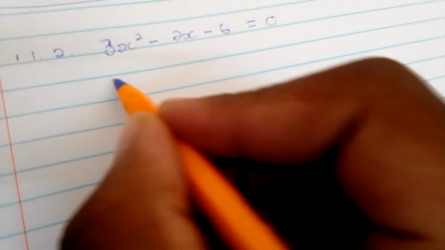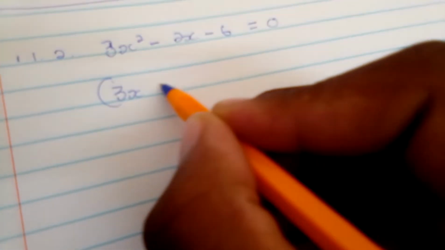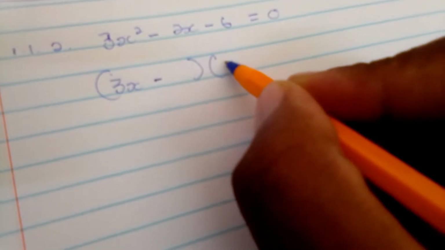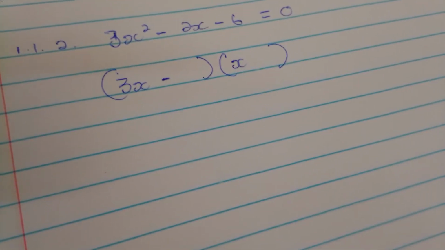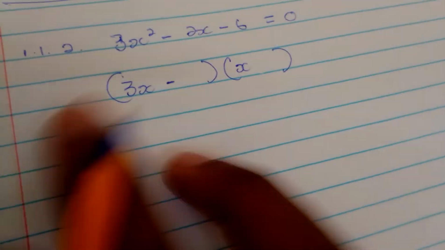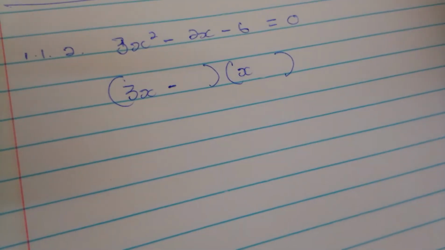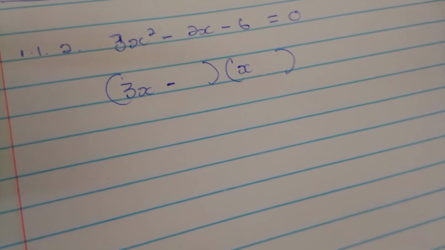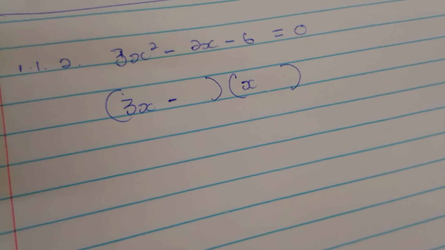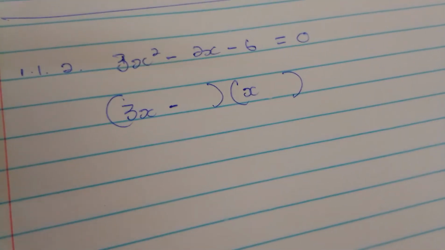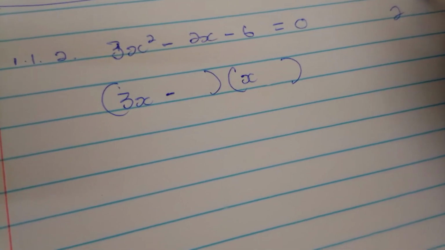You can just say, okay, 3x. Most of the time when you factorize an expression like this, you start like this. So I have 3x, then x. 3x multiplied by x is equal to x squared. Then we can look for factors of 6 which, when we multiply and add them with the 3, give us negative 2. We have 3 and 2, and 6 and 1.